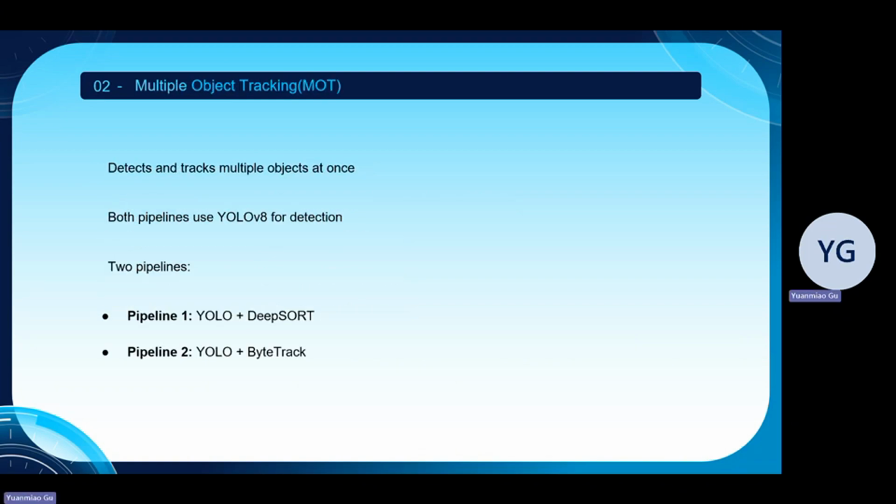Multiple object tracking means tracking several objects at the same time. In this project, we built two pipelines using the YOLOv8 detection model. One pipeline combines YOLO with DeepSORT, and the other with ByteTrack. These help keep track of each object's identity as they move through the scene.